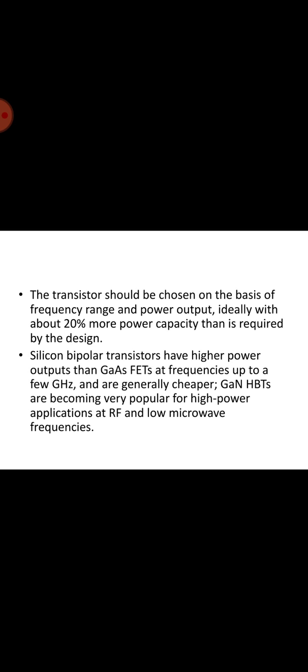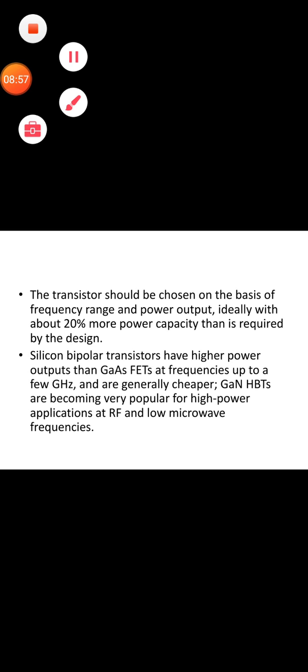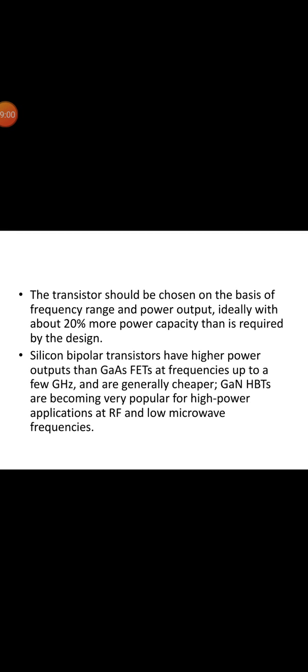The transistor should be chosen on the basis of the frequency range and power output, ideally with about 20% more power capacity than is required by the design. Silicon bipolar transistors have higher power outputs than gallium arsenide FETs at frequencies up to a few gigahertz and are generally cheaper. GaN HBTs are becoming very popular for high power applications at RF and low microwave frequencies.